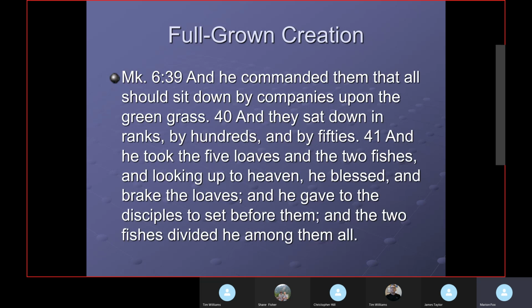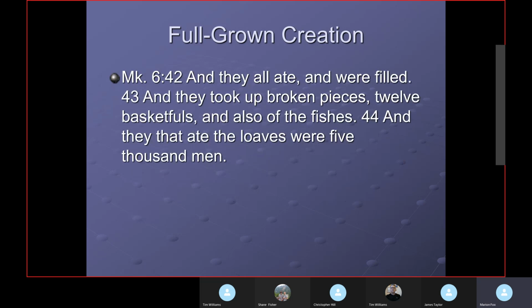And he took the five loaves and the two fishes, and looking up to heaven, he blessed and brake the loaves and gave to the disciples to set before them, and the two fishes divided he among them all. They all ate, were filled, and they took up broken pieces, twelve basketfuls, and also of the fishes. And they that ate the loaves were 5,000 men.